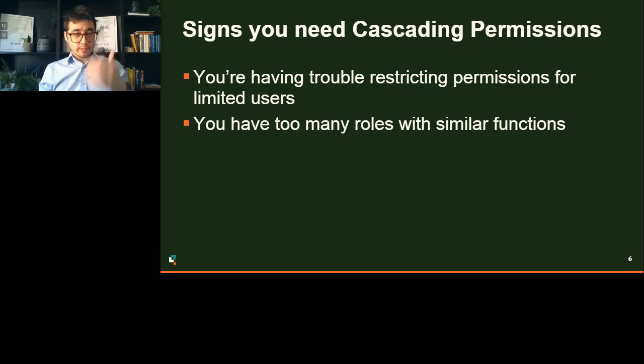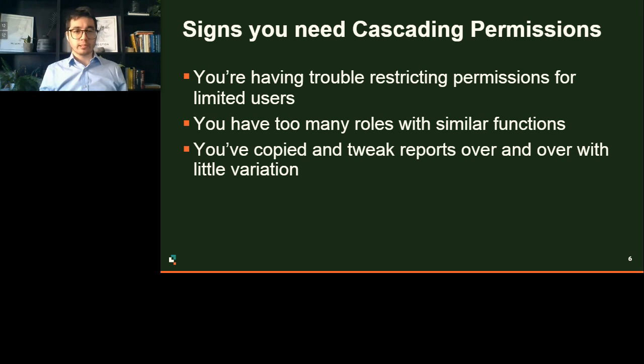Maybe you have too many roles with similar functions, or you've copied and tweaked reports over and over again, right, with little variations. So this is sort of the same idea, whether it's roles or different reports, right? You've basically just copied the role, maybe changed one or two filters on it, and then you're copying it over and over again to compensate for slight variations in terms of what people should be seeing and having access to within QuickBase. Same thing with reports, right?